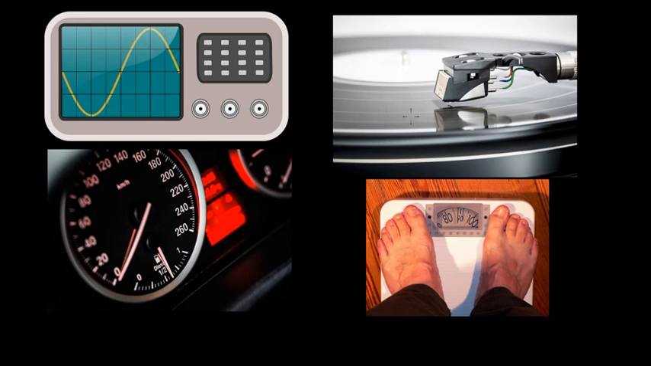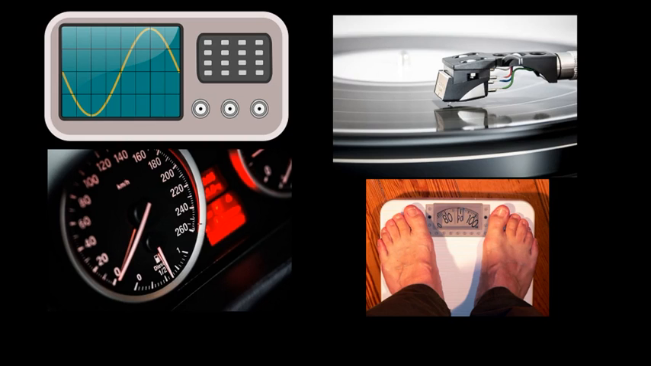A vinyl record is an analog storage device. There are little grooves cut into a vinyl record, and in those grooves are little bumps. Those bumps can be any size, and they transmit vibrations through the stylus, and that then gets converted into electrical signals, which is then converted into sound via a loudspeaker and amplifier.